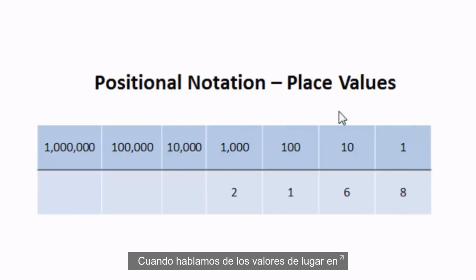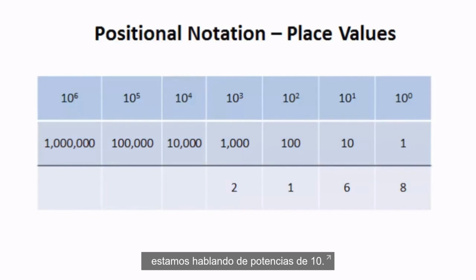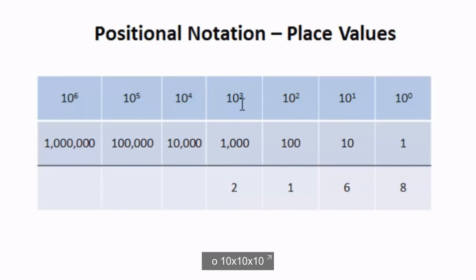Now, when we're talking about the place values in the decimal number system, we're talking about the powers of 10. You can see that the ones place is the 10 to the 0, the tens place 10 to the 1, the hundreds place 10 to the 2, or 10 times 10, which is 100. The thousands place is the 10 to the 3, or 10 times 10 times 10, and so on and so forth. So you can see that the place values are based on powers of 10.